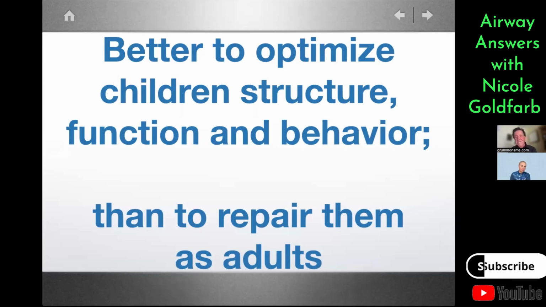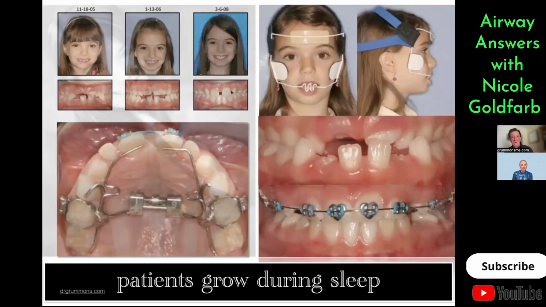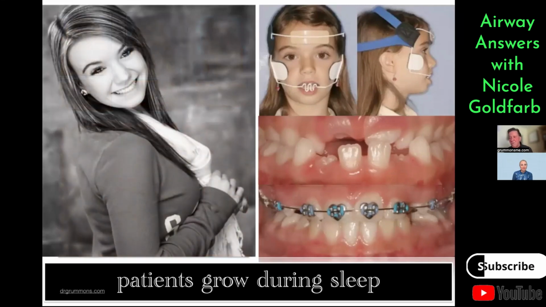And then just the concept that it's better to optimize the kid's structure, function, and behavior than to repair them later as adults. And yeah, we can do incredible things with double jaw surgeries, chins, hyoid, all the stuff we do. But right here, we can do a whole lot in a simpler way. And the kids respond so quick. So here's this girl and she ends up beautiful. She's only probably 13 or so in that picture. It looks older, but she's a beautiful young lady that has been transformed by this first phase.